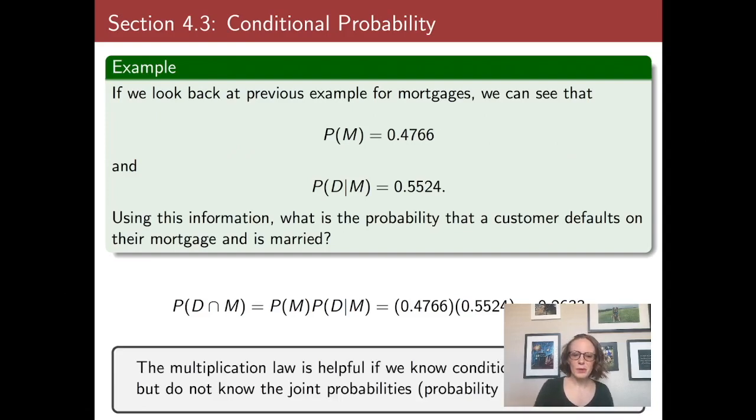And so this multiplication law is helpful if we know something about conditional probabilities, but maybe don't know what are called joint probabilities, which are probabilities of intersections. And so this can be helpful if I have information about something conditional and want a probability of an intersection. And so these are helpful things to keep in mind as you're calculating probabilities, to know these rules, to know this multiplication rule.